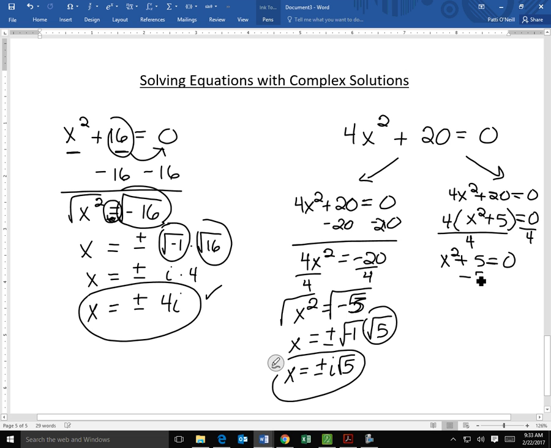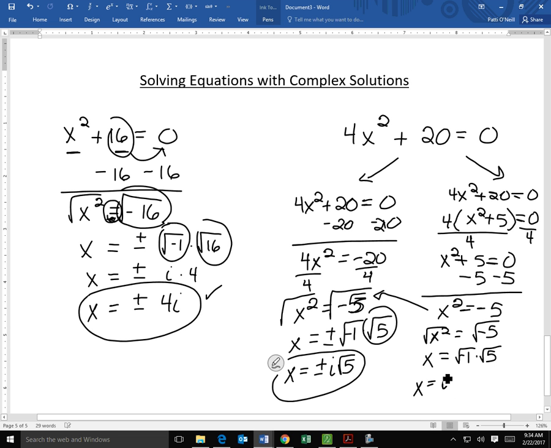I'll subtract 5 from both sides because the rule is with a quadratic that doesn't have a linear term, we can just move the constant over to the right-hand side. X squared will equal negative 5. And we're right at the same point we were over there. So I'll take the square root of both sides. And this will leave us with x equals the square root of negative 1 times the square root of 5, which is going to turn into i radical 5.